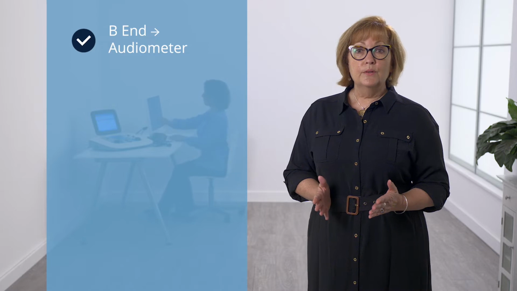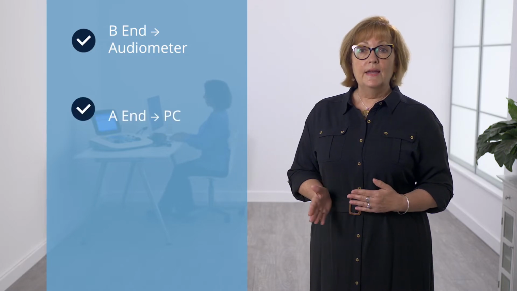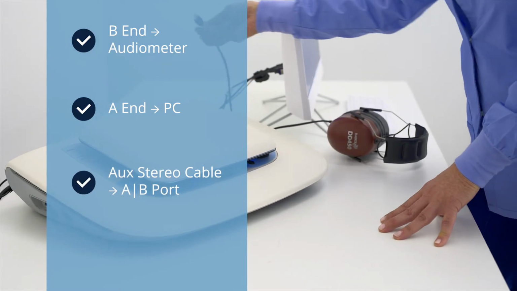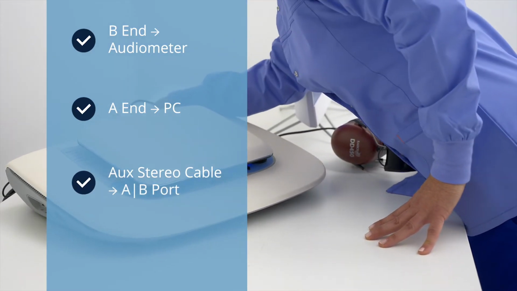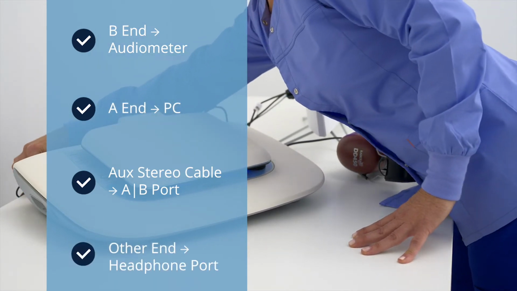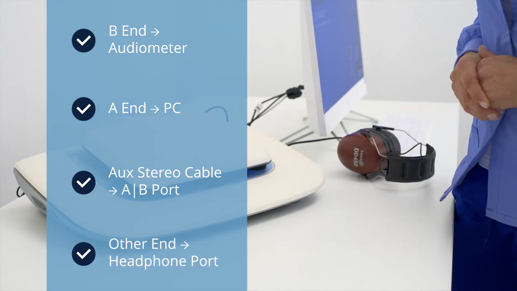Once the software is installed on the computer and you have gathered all the test accessories, connect the audiometer to the computer using the USB cable. Connect the B end of the USB cable to the audiometer and the A end to the PC. Next, take the aux stereo cable and plug one end into the external AB port on the back of the audiometer and the other end into the headphone port of the computer.